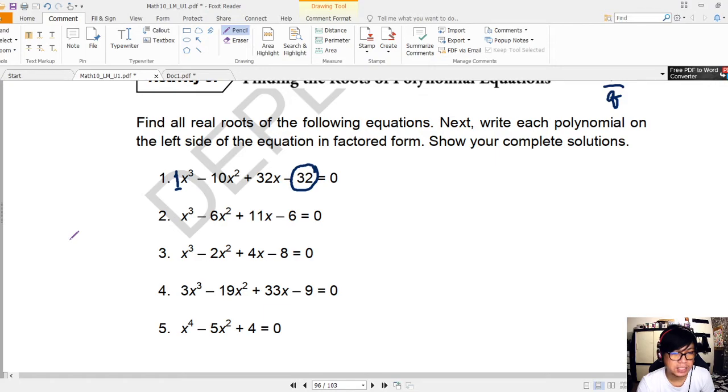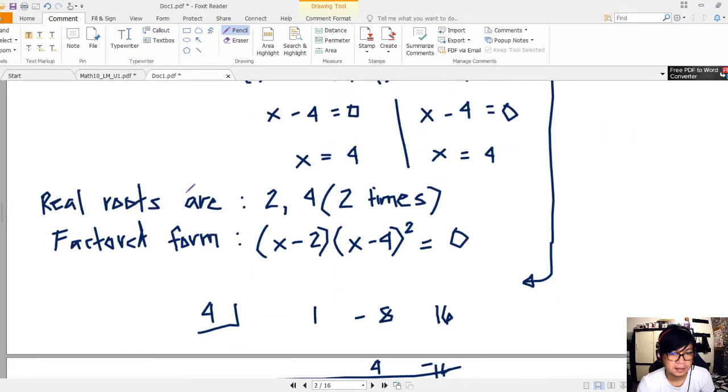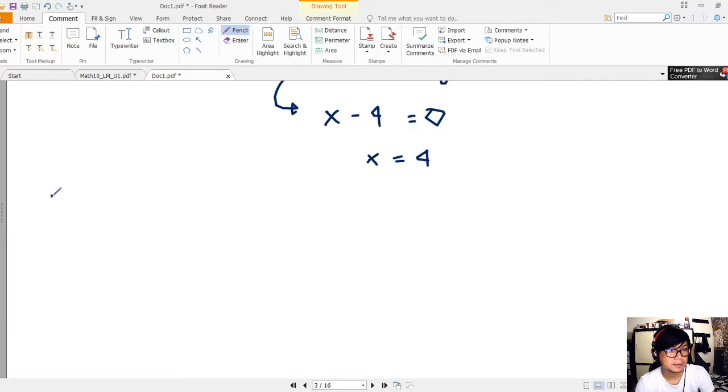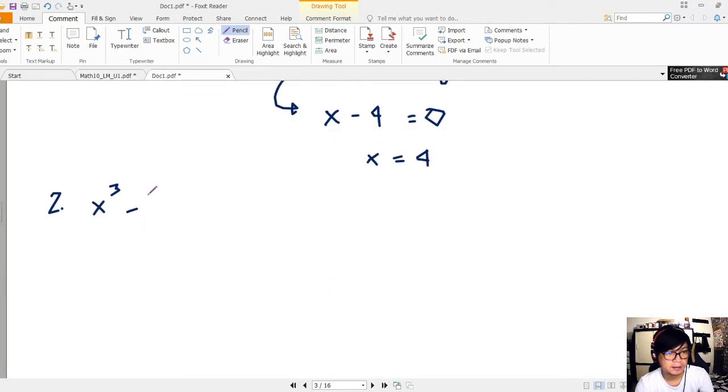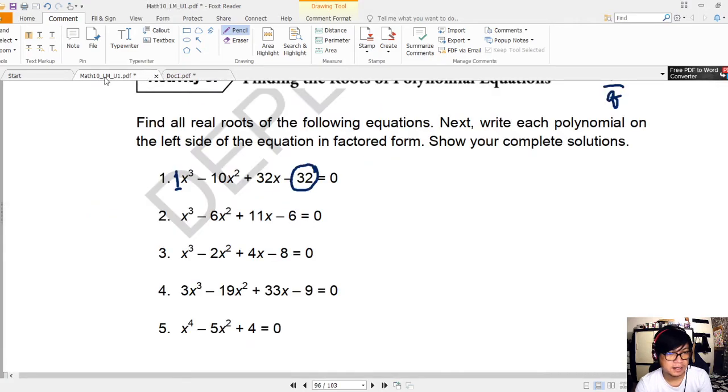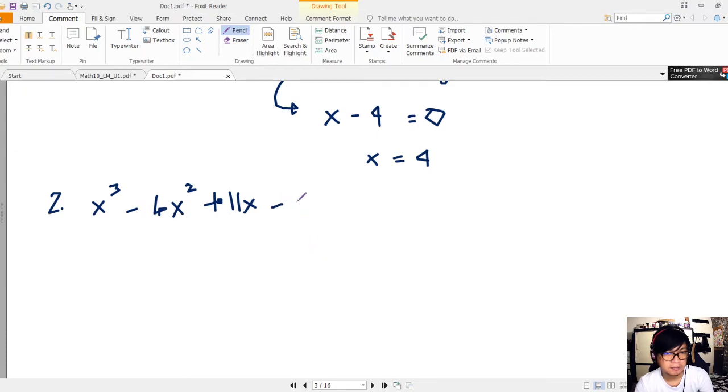So, number 2 is x cubed minus 6x squared plus 11x minus 6. X cubed, nakalimutan ko, x cubed minus 6x squared plus 11x minus 6, ba yan? Minus 6 is equal to 0. Ayan.